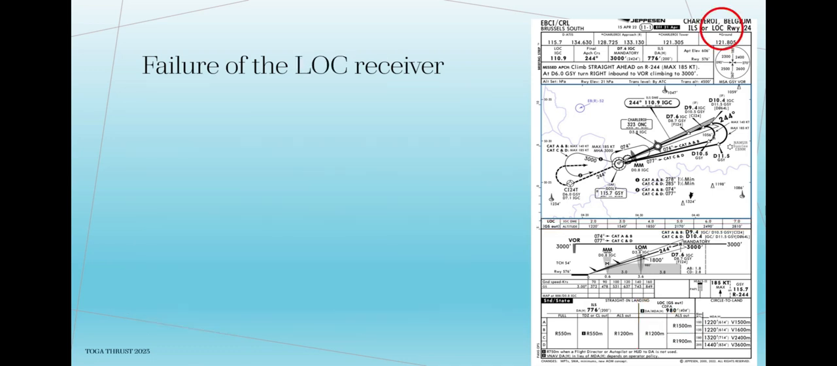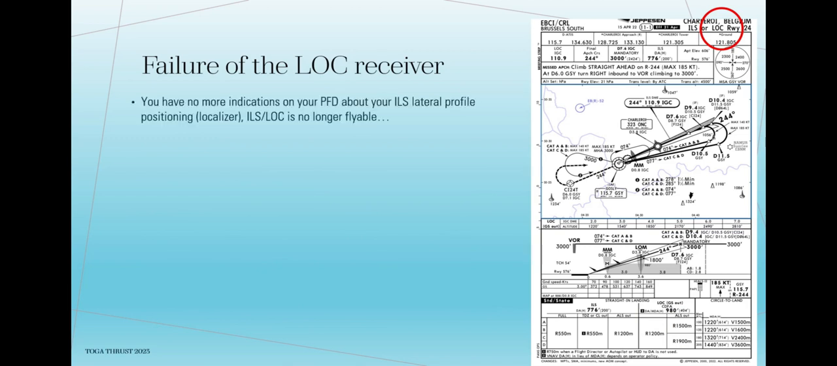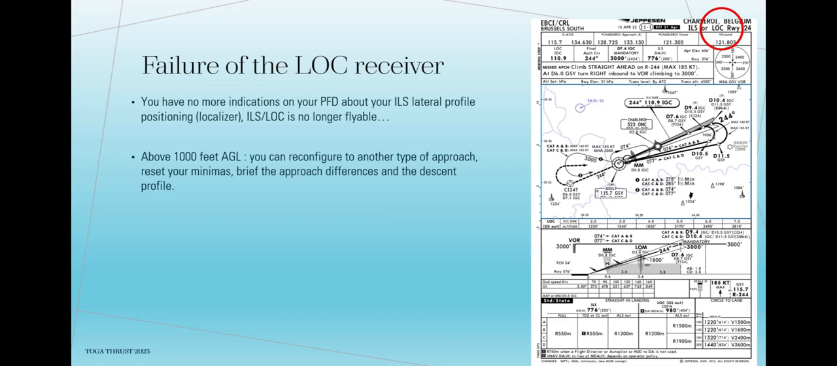Failure of the LOC receiver. You have no more indications on your PFD about your ILS lateral profile positioning, localizer. ILS, LOC is no longer flyable. Above 1000 feet AGL, you can reconfigure to another type of approach, reset your minimas, brief the approach differences and the descent profile. If you completed all your tasks before 1000 feet AGL, then you can continue the new approach. If not, go around.